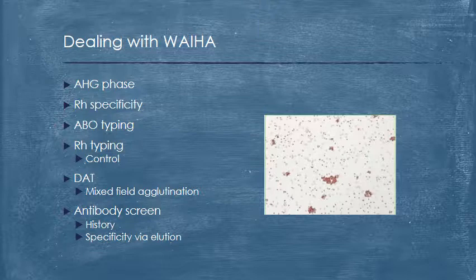They won't interfere. However, they frequently do react in the RH typing. So you have to make sure that your RH typing includes a control, because a lot of these antibodies do have reactivity with RH antigens, and so you end up needing that control in order to verify that the testing was done properly. Okay.